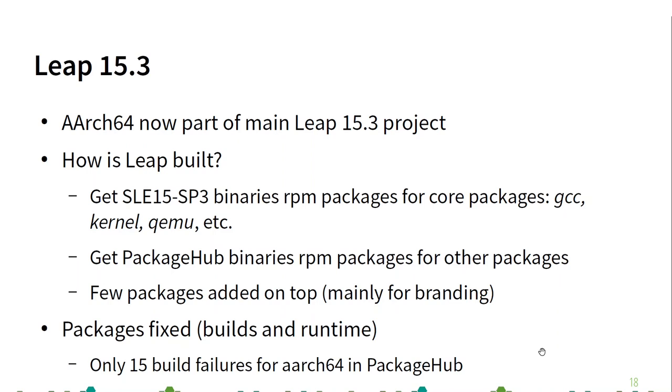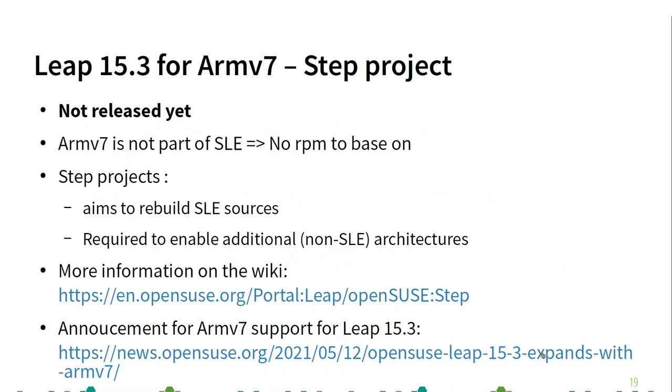Of course, during the development, lots of packages have been fixed, be it at build time or at runtime. And finally, we get only 15 build failures for AArch64 in PackageHub. For ARMv7, it's a bit different because we cannot be based on RPMs from SLE, the enterprise RPMs, because ARMv7 is not supported there. So we need to rebuild packages for ARMv7 from SLE sources. This is done in step projects, and these step projects are only used for ARMv7 for now, but they could be used for additional architectures in the future.